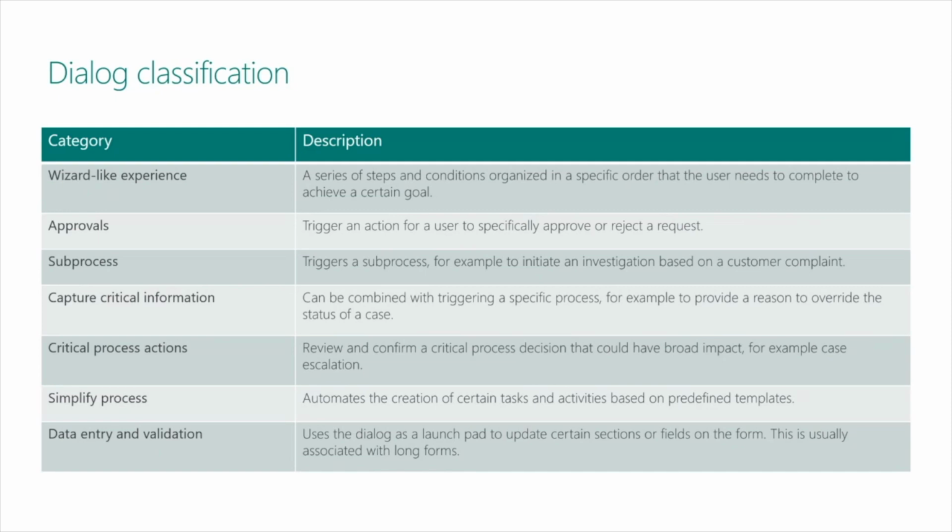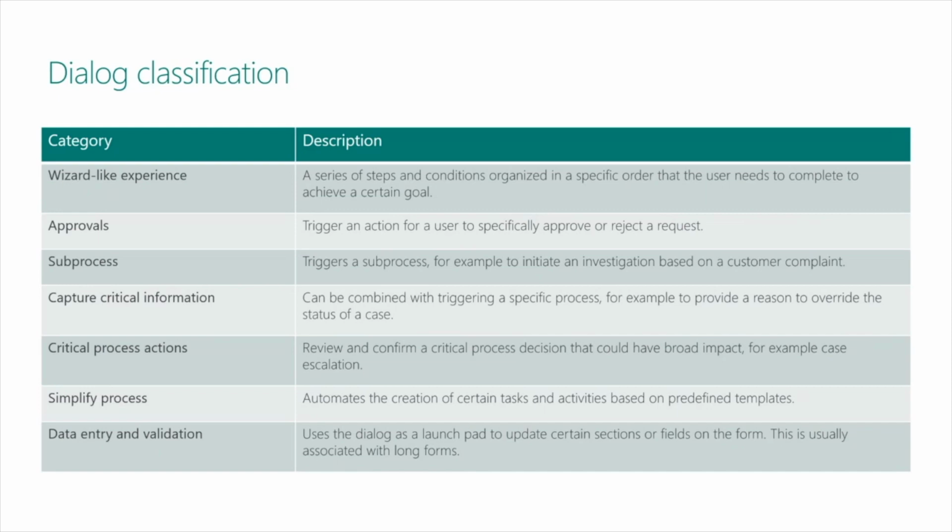The third one is sub processes. This could potentially be, for example, if you're managing a case or if you're managing an opportunity. In a case scenario, you would likely trigger an investigation or a research. So you would want to run your dialogue, and it will go and create related records that will have their own processes to complete.